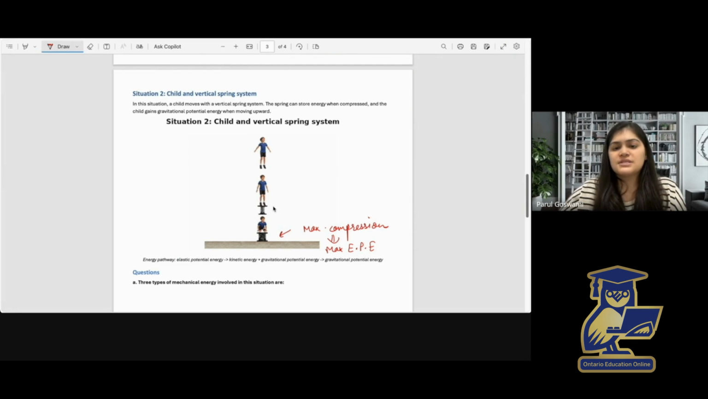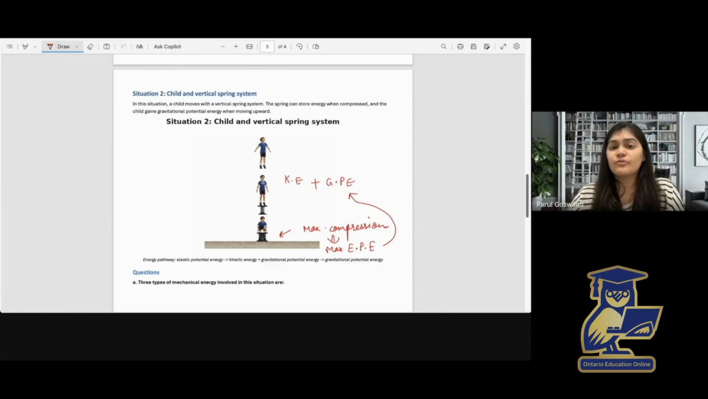Now, as you can see in the second diagram, it's moving upward. So, moving means motion is happening. Motion is happening means speed is increasing. So, as speed is increasing, kinetic energy is involved. And since you can see there's some change in the height of the child, this EPE is being converted into KE and GPE. As the child moves upward, the height increases, so gravitational potential energy increases.